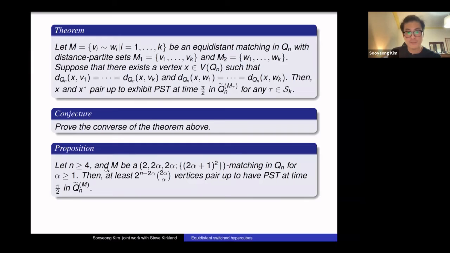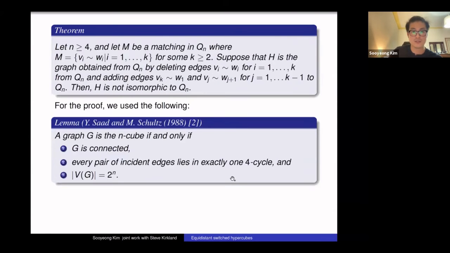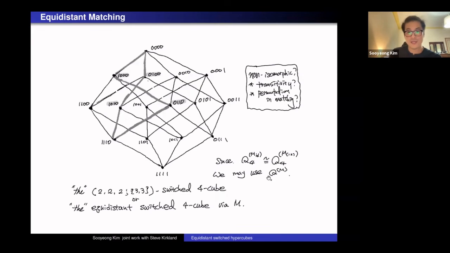Since we haven't proved the conjecture, we have the following proposition. Especially if M is given by an equidistant matching with this parameter, then we have the least number of vertices to pair up to have PST in this graph. For example, when we plug in n is 4 and alpha is 1, then this number is 8. So it says that at least 8 vertices pair up to have PST. Let's go back to this example, where n is 4 and alpha is 1. The proposition says that 8 vertices pair up to exhibit PST.